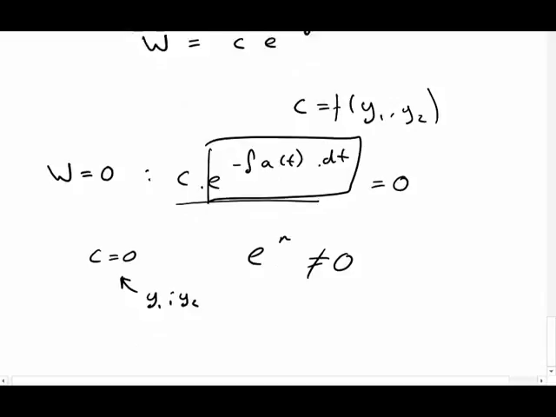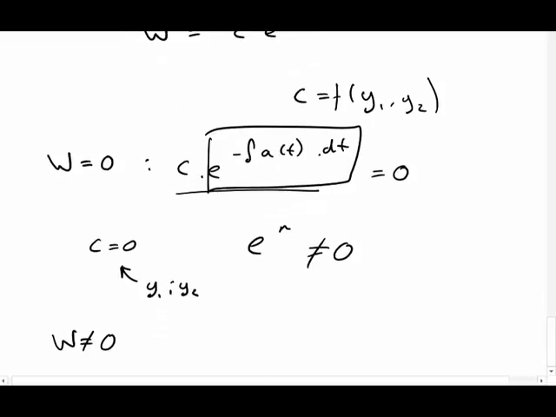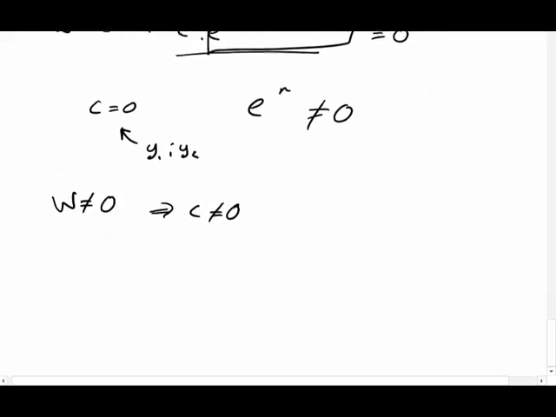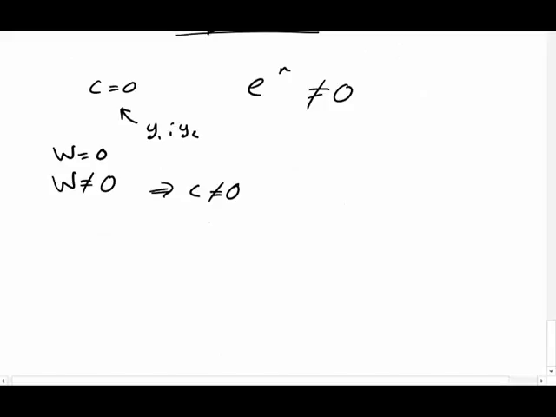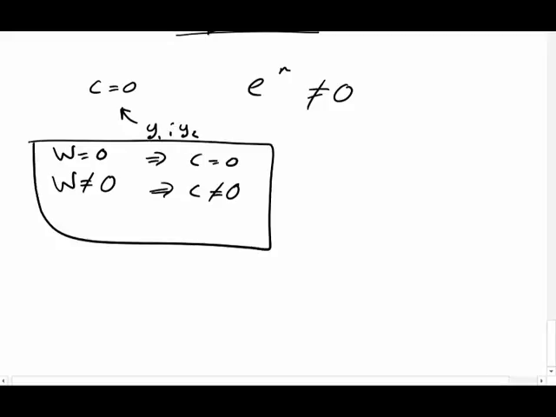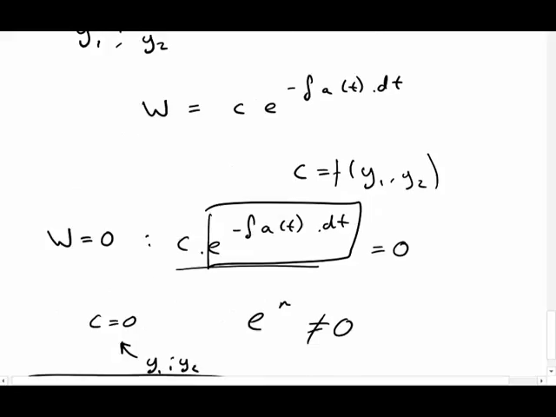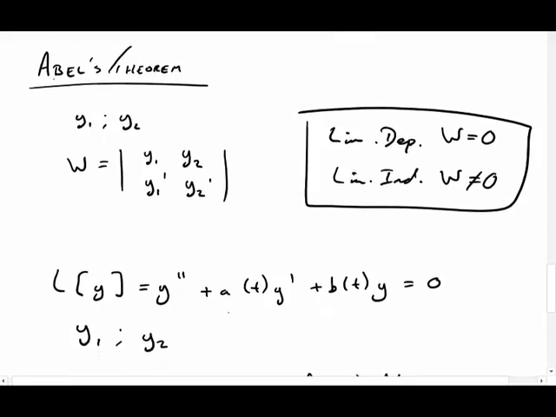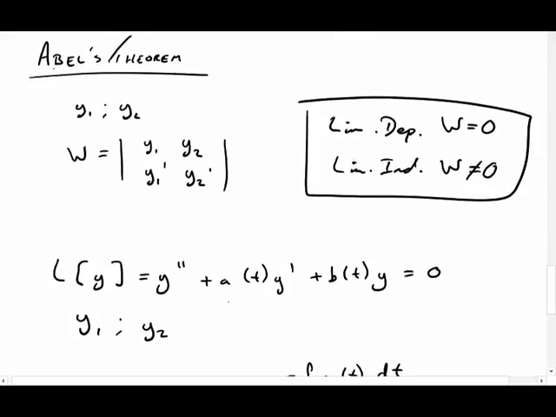Likewise, if the Wronskian is not equal to 0, then that implies that c must also not equal 0. So this is basically the idea. If the Wronskian is 0, then c must be 0, and if the Wronskian is not equal to 0, then c cannot be 0. You may say, well, Abel's theorem is just another way of getting the value of the Wronskian. Yes, it absolutely is.